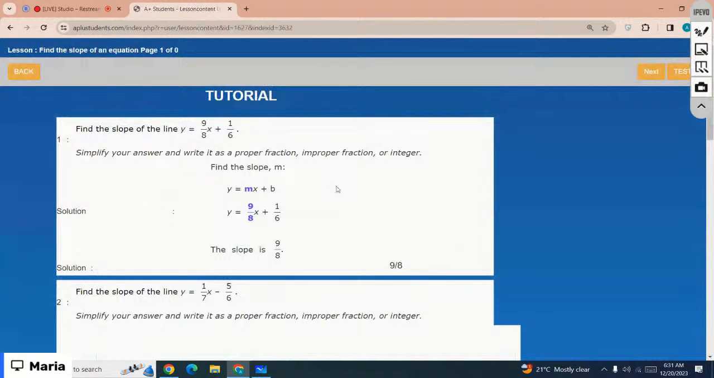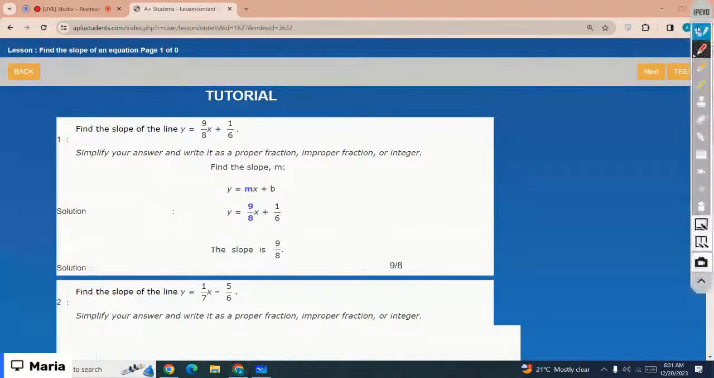Okay, the equation you are given is y equals 9 over 8 x plus 1 over 6. Basically, the general form of the linear equation is y equals mx plus b, right? And m is the slope of the equation. So whenever you have to calculate the slope from the given equation, you need to write down the equation in the form y equals mx plus b. Then just equate the equation and you can find the slope.